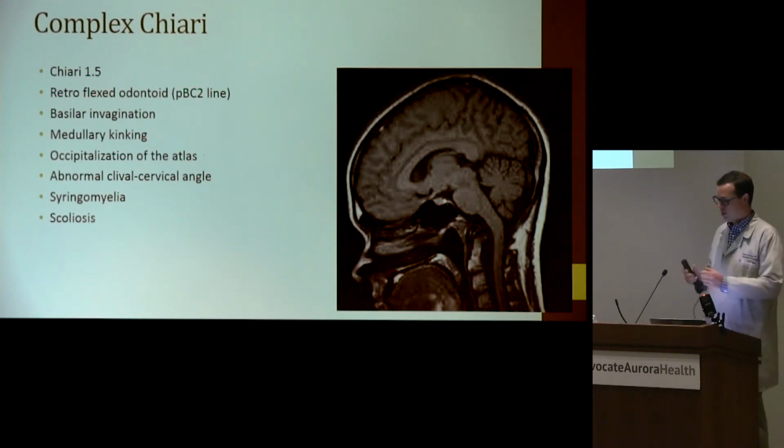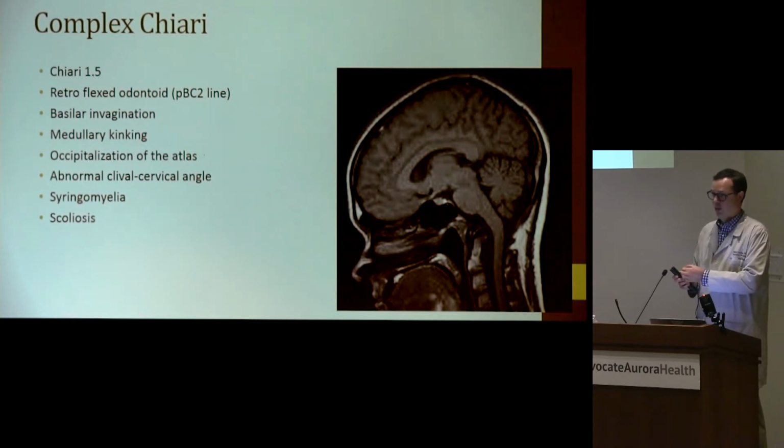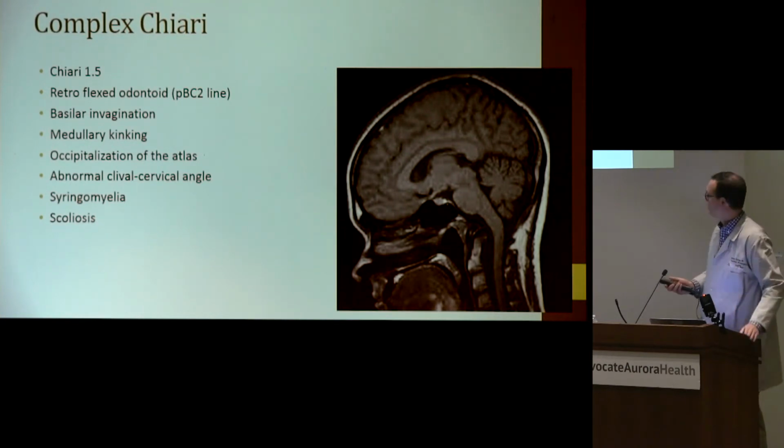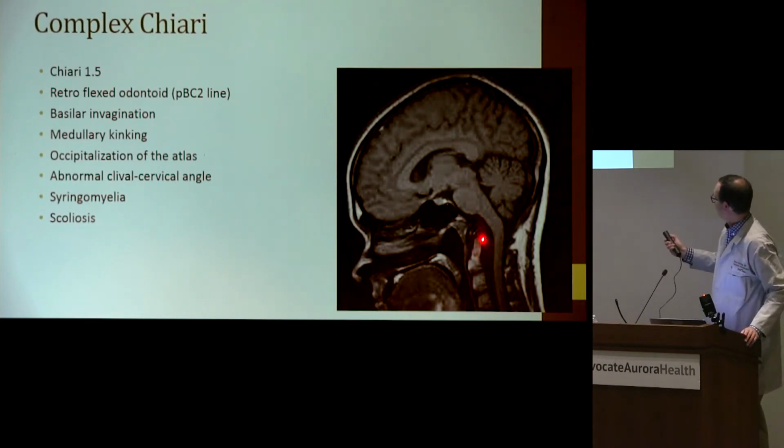C2 is like a peg on which C1 sits, which is like a ring. So if you think about when you rotate your head, most of that motion is coming from that ring on the peg of C2, okay? So here's the dens in this part.